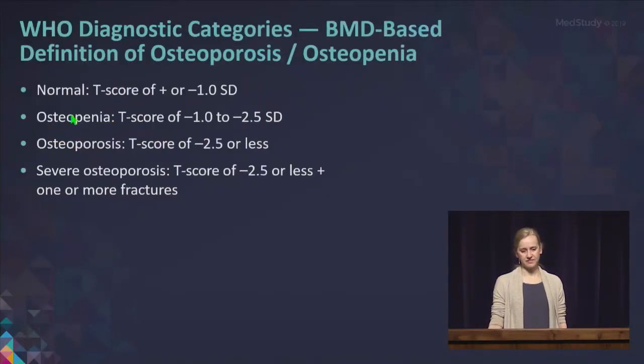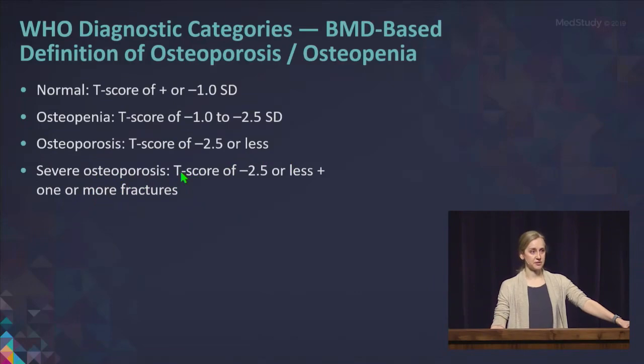All right, so the definition. A normal bone density is a T-score within 1.0 standard deviations of normal. For osteopenia, it's -1 to -2.5, and osteoporosis is anything below -2.5. Remember, it's a negative score, so it's kind of confusing. For severe osteoporosis, this is really when you start having fractures in the context of osteoporosis, whether your T-score is less than -2.5 or not.